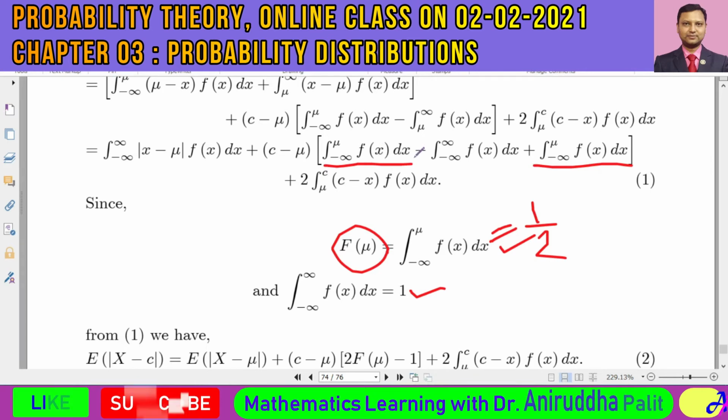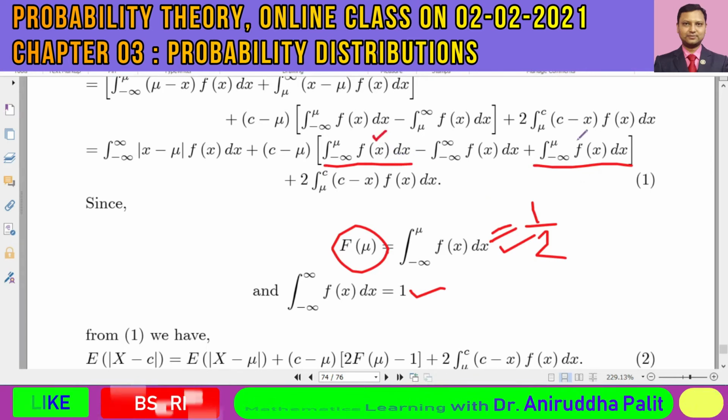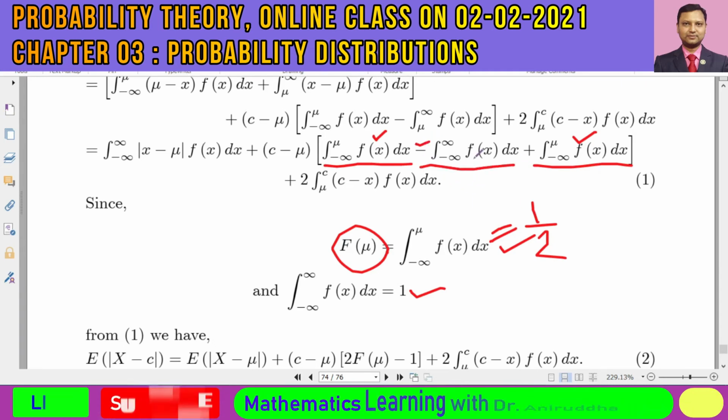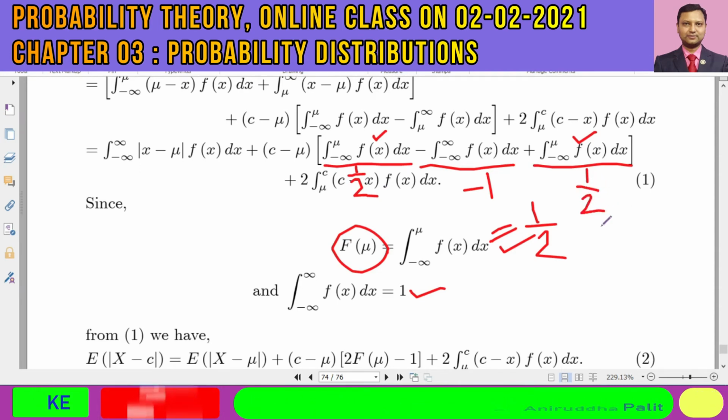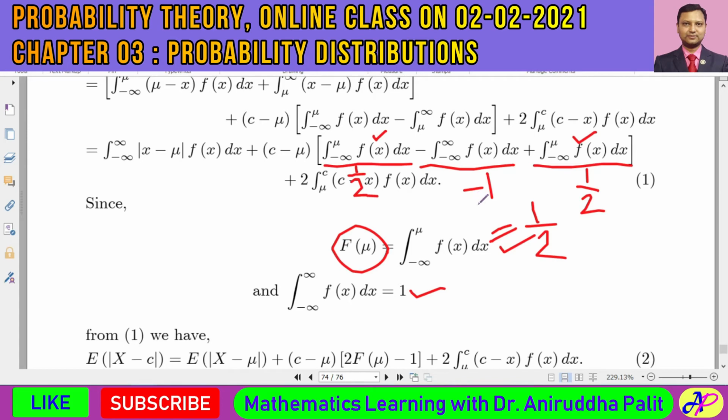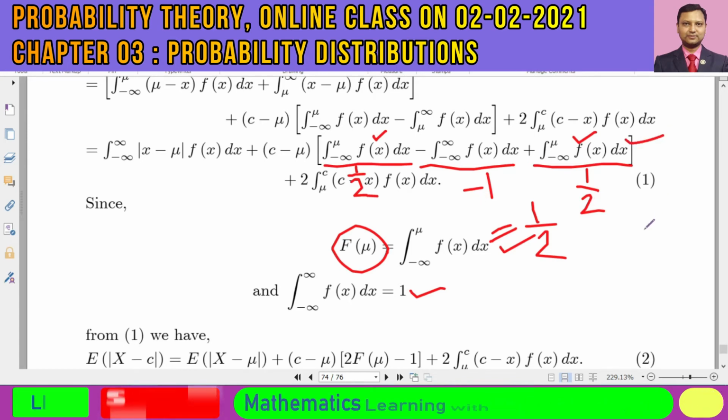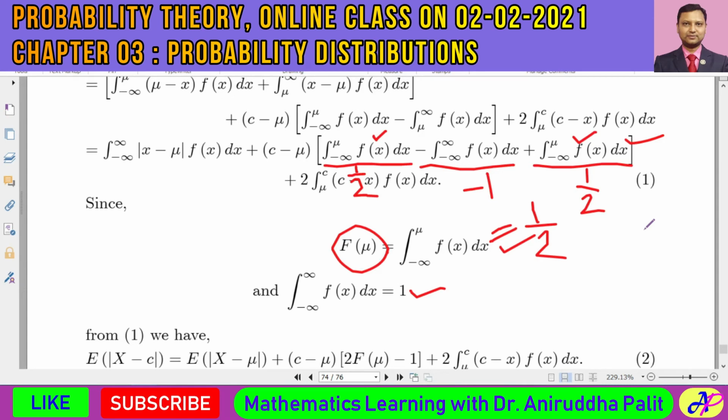So the value of this expression is equal to half, and the value of this expression is equal to half. Half plus half would be equal to 1, so with this negative sign the value of this second integral should be equal to minus 1. The value of this integral is half, 1 by 2, and the value of this integral is also half. So half minus 1 plus half, the value of this total expression within the bracket, is equal to 0 basically.